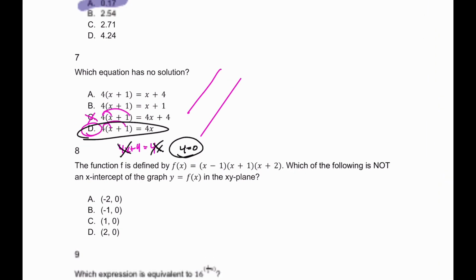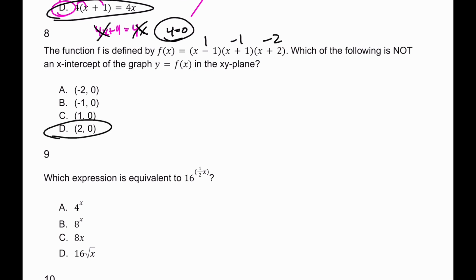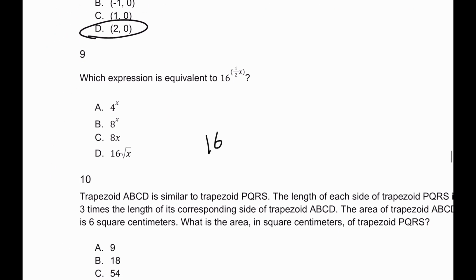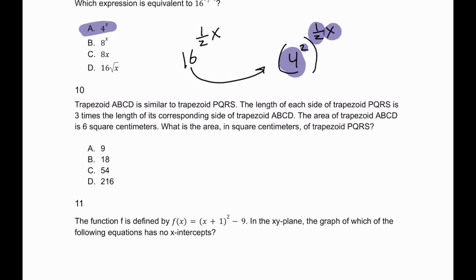Let's keep going. Number 8, it says, which of the following is not an x-intercept? Well, 1, -1, and -2 are the x-intercepts, so which one isn't? Probably D. Let's keep going. What about number 9? Number 9 says 16 to the 1/2 x. Which of the following is the same as that? Well, 16 ain't really 16. It's actually 4 to the second to the 1/2 x. From there, 2 times 1/2 power of a power, you multiply. I think it's going to be A, 4 to the x. Cool. Let's come over here for number 10.